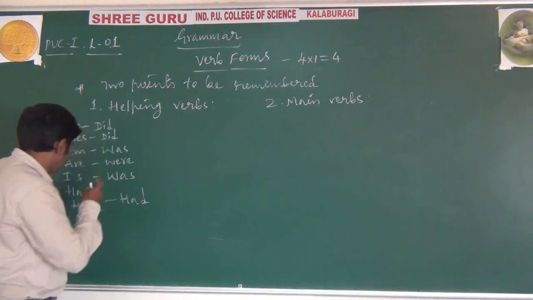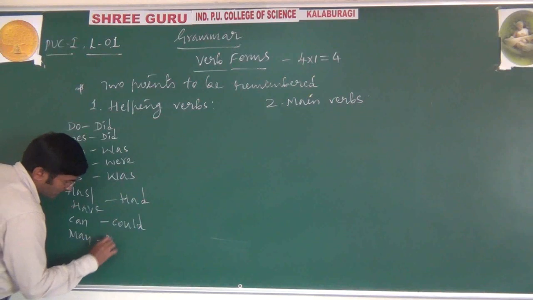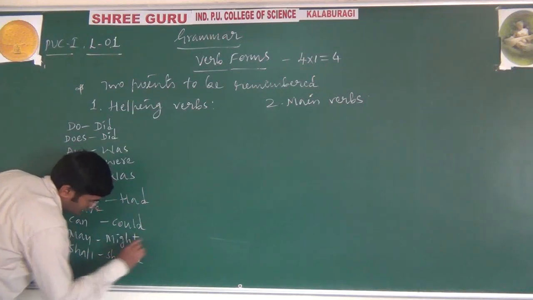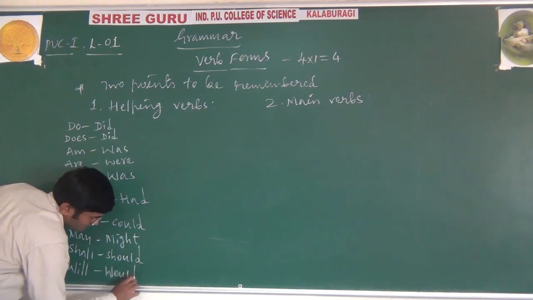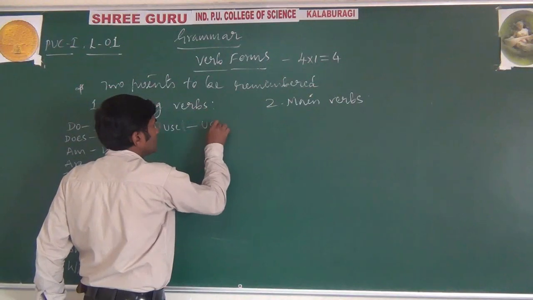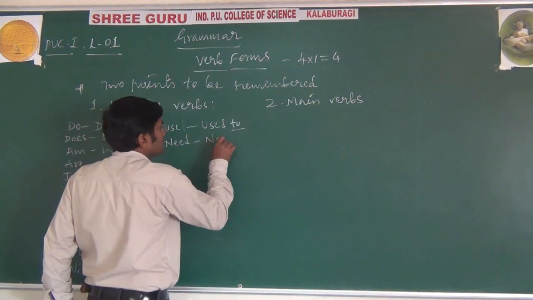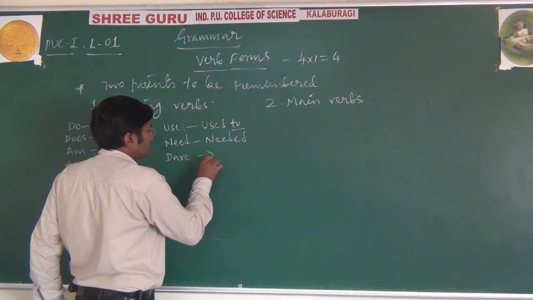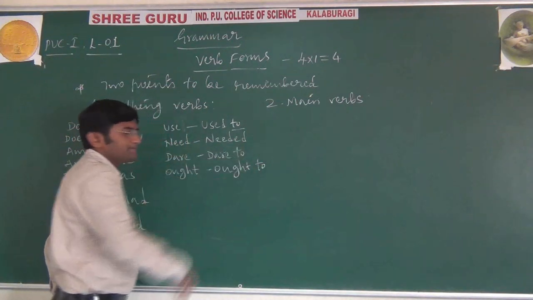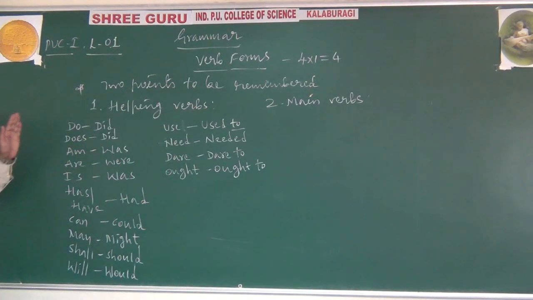Now, some of the auxiliaries: can into could, may into might, shall into should, will into would. My dear students, used into used to. To is an infinitive verb. Need becomes needed, dare becomes dared to, ought becomes ought to. These are all the auxiliaries, and these can be changed.